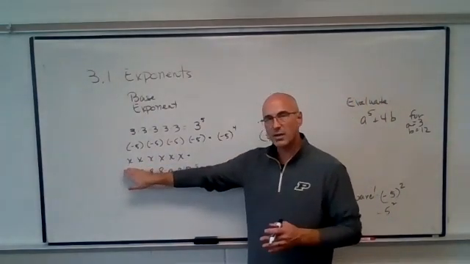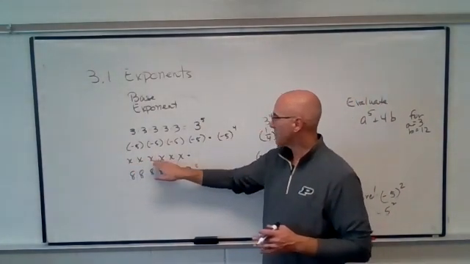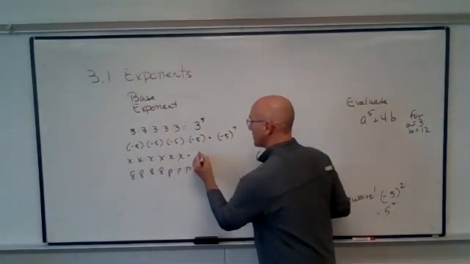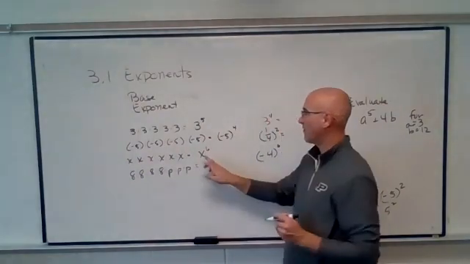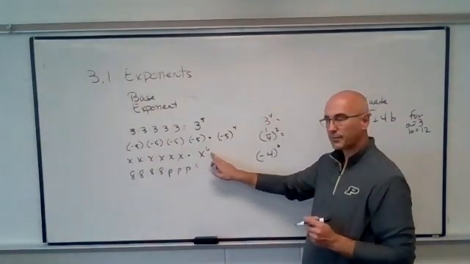We do the same thing with a variable. X times X times X times X times X times X. X is our base, that's the factor, and we have 6 of those. We have X to the 6th power.